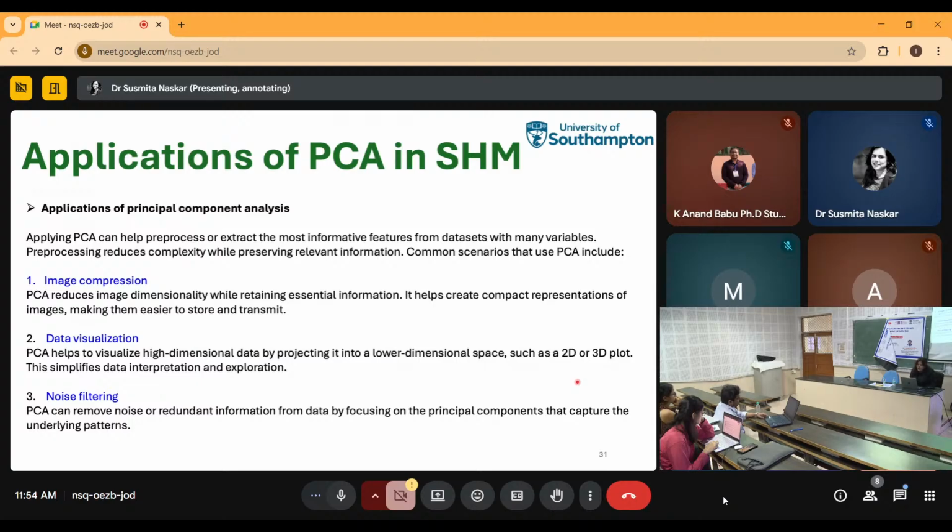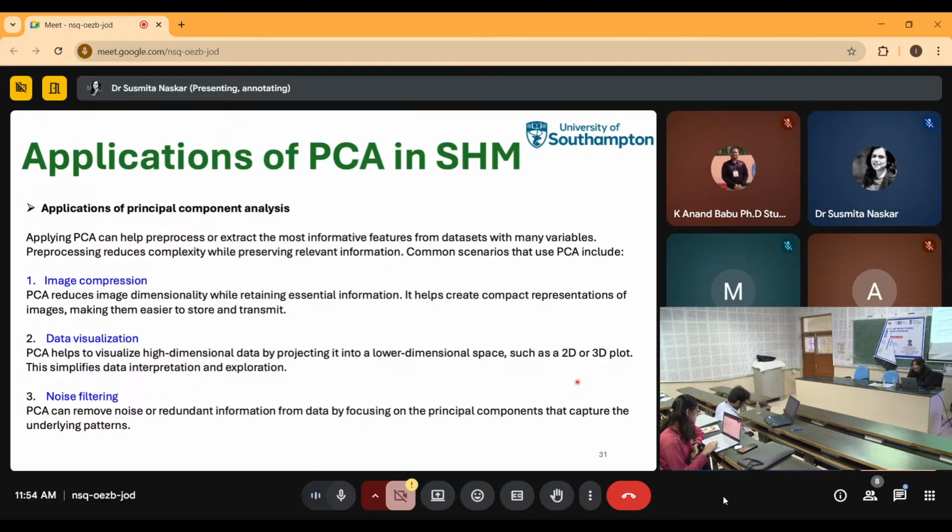Another place where PCA can be used is data visualization. Basically, you project high dimensional features to 2D or 3D using the principal components to see the structure, that is clusters, trends or outliers. So if you plot PC1 versus PC2 from the modal features, you can see the healthy versus damaged sets separately, can't you, right? So that's where data visualization helps us to understand how PCA works.